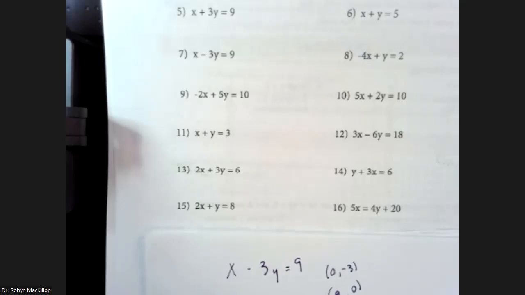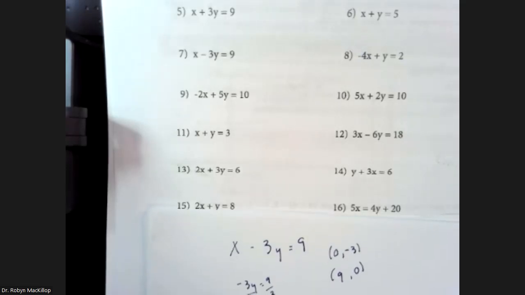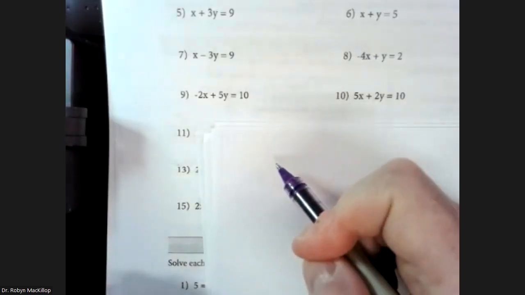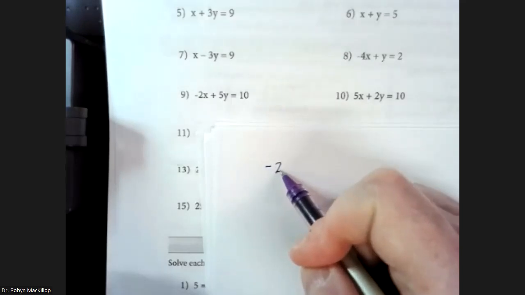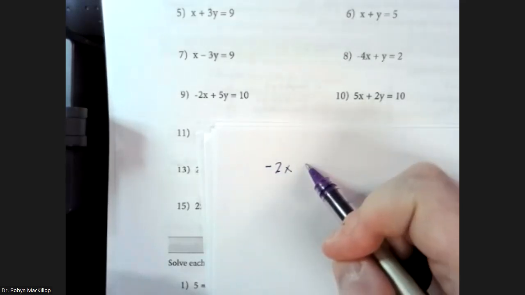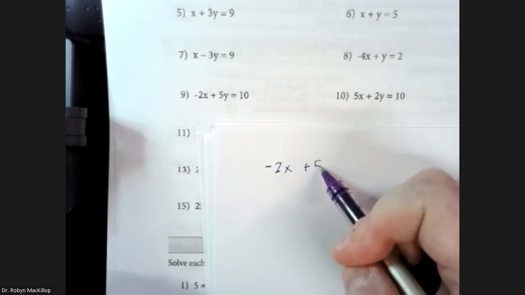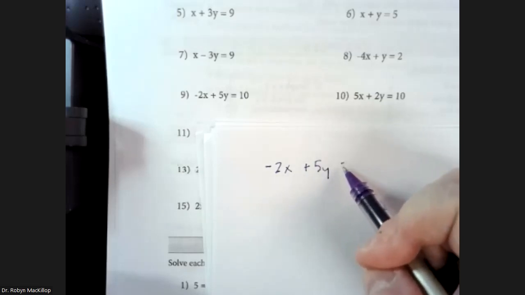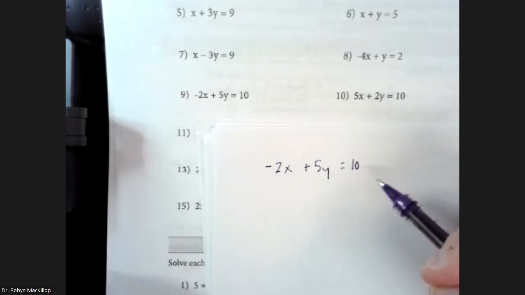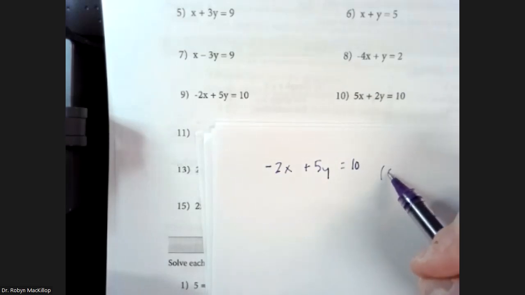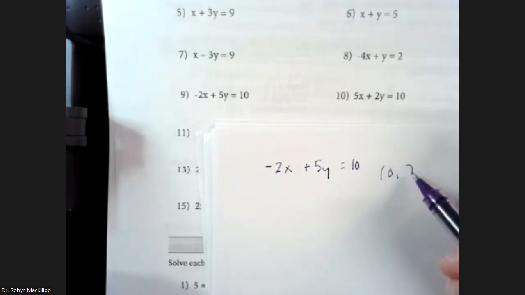All right. Can we work on number 9, please? Yeah, let's do number 9. Well, that's a nice big one, isn't it? All right, so we've got -2x plus 5y equals 10. And our answers are going to be 2 sets of ordered pair.